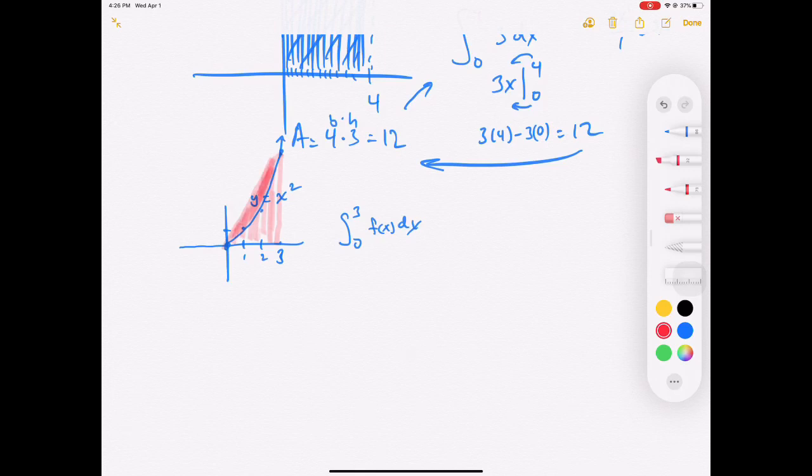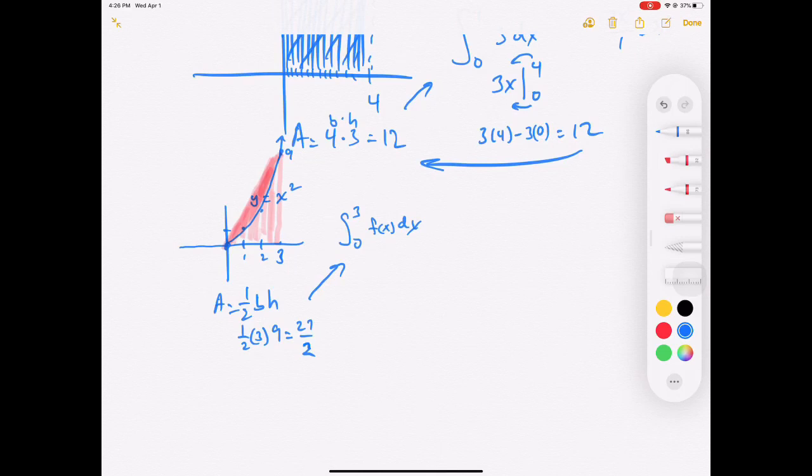So would this be an over or underestimation? The area of a triangle is 1/2 base times height. The base is 3. The height is 9. That's going to be 9 up here. So 1/2 times 3 times 9 is 27 over 2. Well, no way. Are we going to get the same answer here? Remember, this is an overestimation. What is the actual value?